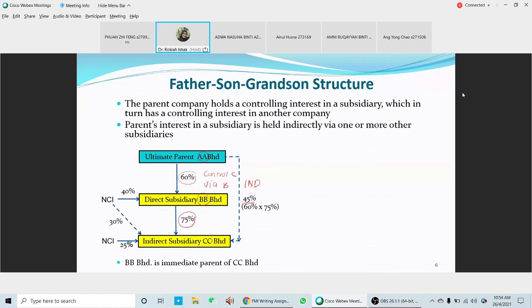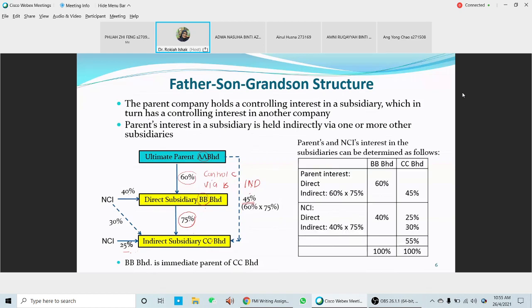Okay, so even though the share here is only 40%. Now if you look here, the NCI in B is 40% because the parent has 60%. So NCI in B will be 40%. And then NCI in C will be 25% because B now becomes a parent. B controls 75% in C, so another 20% here is to NCI.